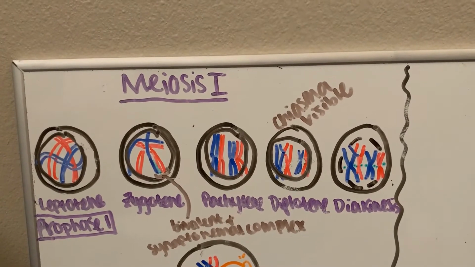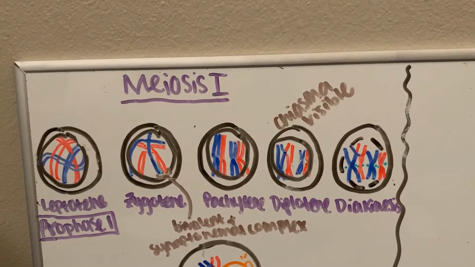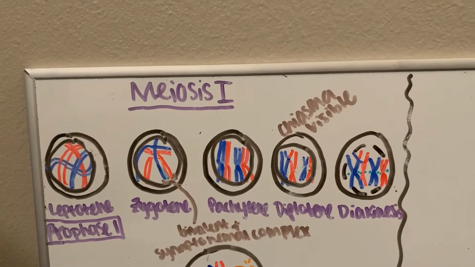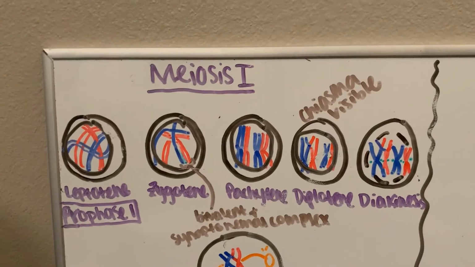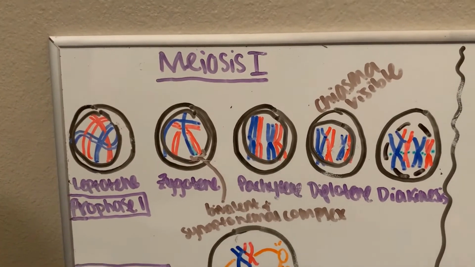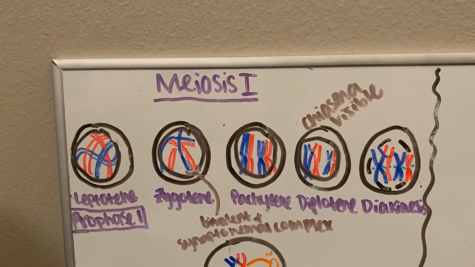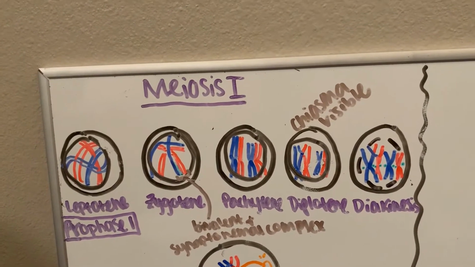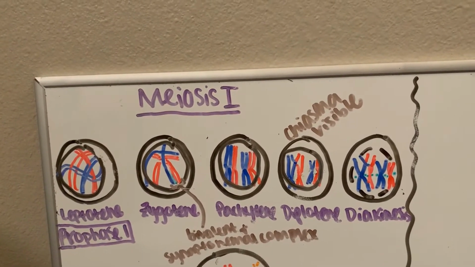So you have a different combination in each different bivalent. And then in diplotene, the chiasma is visible, and so that shows where they crossed over. And then, so homologous chromosomes of each bivalent begin to separate from each other near the centromere, and the 2 chromosomes of each homologous pair remain attached by the chiasmata.